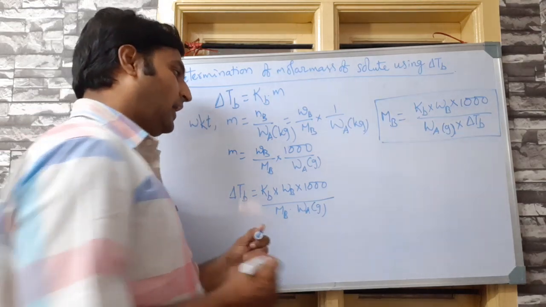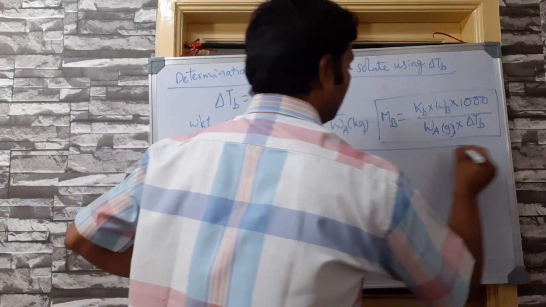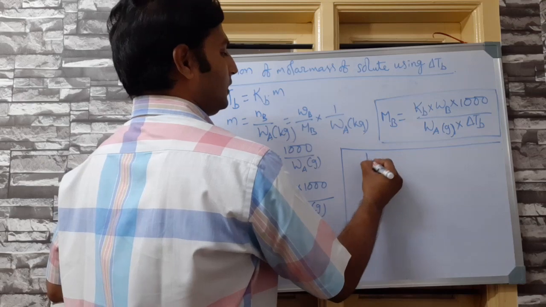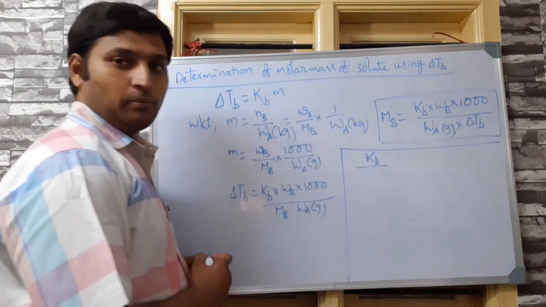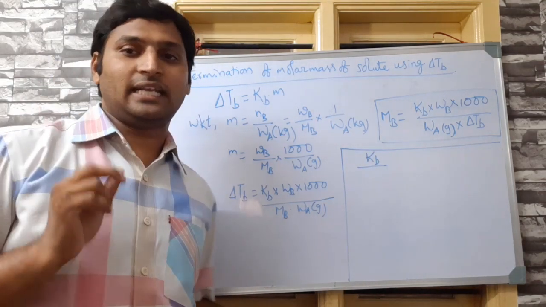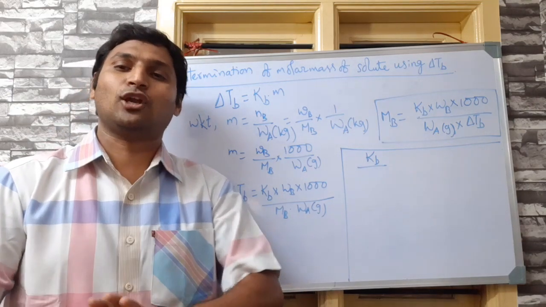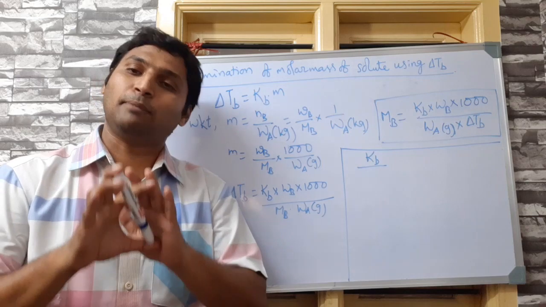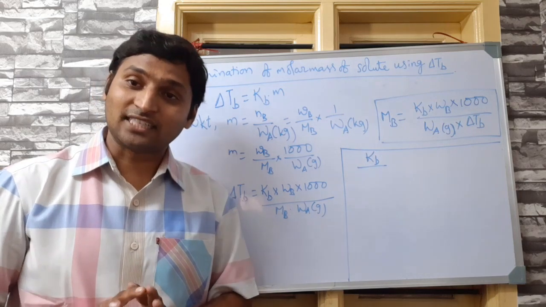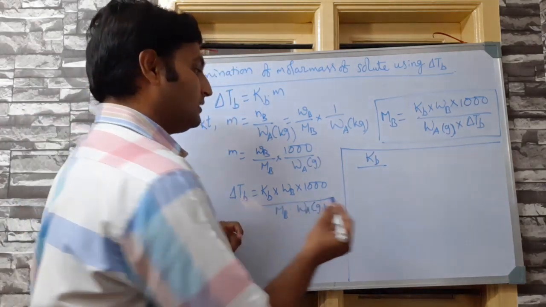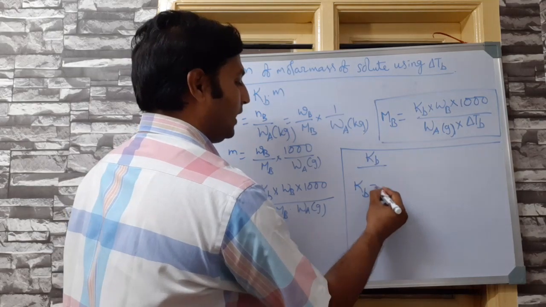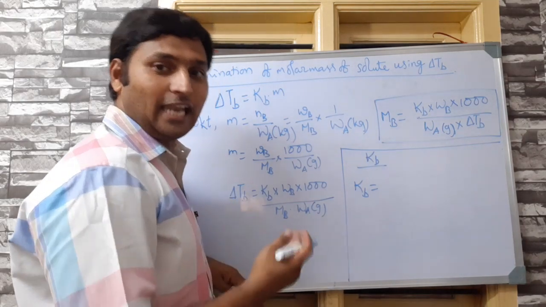Now, before winding up, about Kb, elevation in boiling point. See, this constant Kb depends completely on the nature of solvent, depends completely on the properties of solvent. That's why using certain properties of solvent, the value of Kb is calculated.